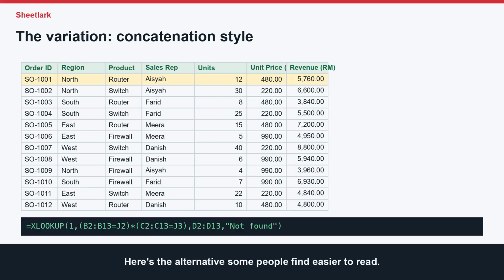Here's the alternative some people find easier to read. Instead of multiplying, glue the 2 inputs together with a separator and glue the 2 columns together the same way, then do a plain XLOOKUP. Region pipe product on both sides. It returns Mira too. Identical answer. Pick a separator that can't appear in your data, like a pipe symbol, so A plus BC never collides with AB plus C. Both methods are correct. The boolean-multiply one is just easier to extend to 3 or 4 conditions.